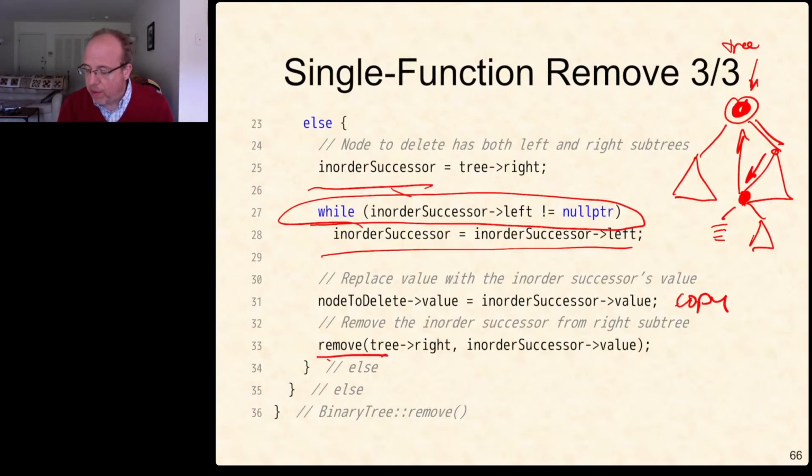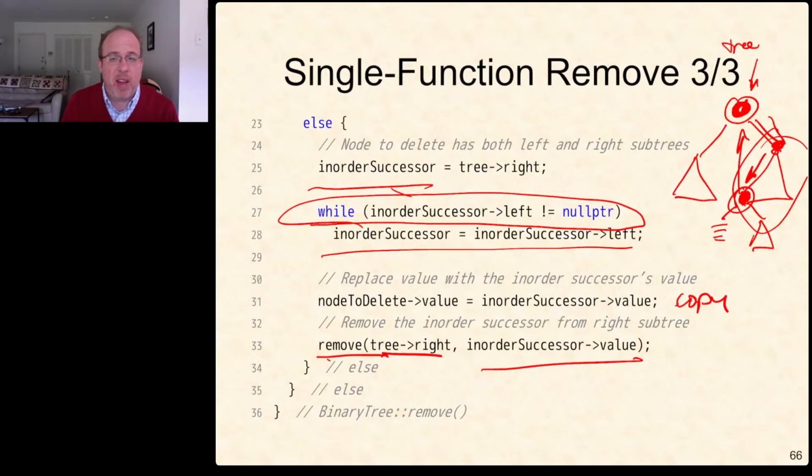and then we call ourselves again, remove. Remember, the name of this entire function is remove. We're going to remove from tree right, from this tree, the in-order successor value, this one. And that one will be easy because we know that it doesn't have a left-hand child. It may or may not have a right-hand child. And if it does, that right-hand child will become the new occupant of the old smallest successor.